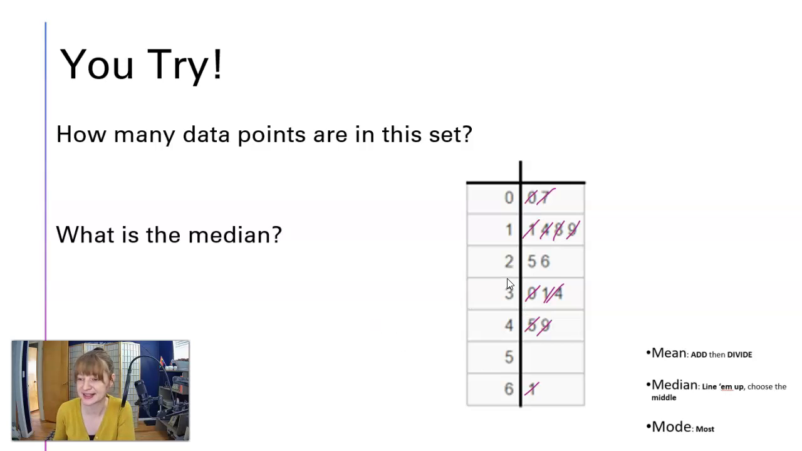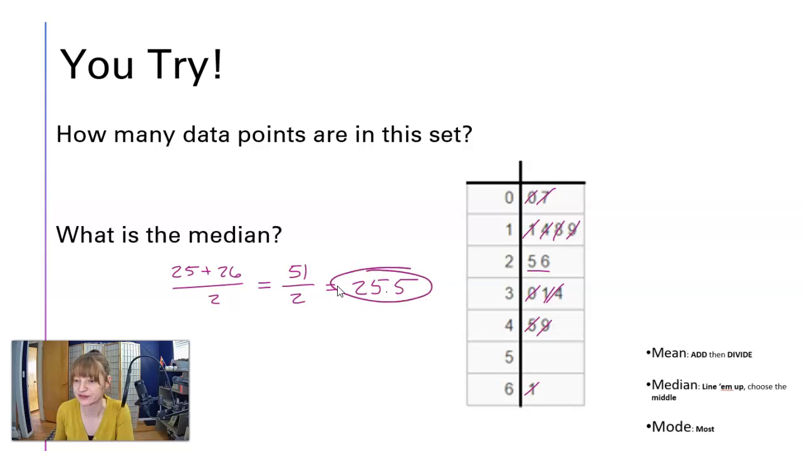And you can see in this case, we actually end up with 2 numbers in the middle. So when we have an even data set, we have an even number of data points, we have to find the number that's in the middle of these 2. So in order to do that, we have this method of adding them together and dividing by 2. 25 plus 26 is 51. Divide that by 2, we get 25.5. 25.5 is the median here.